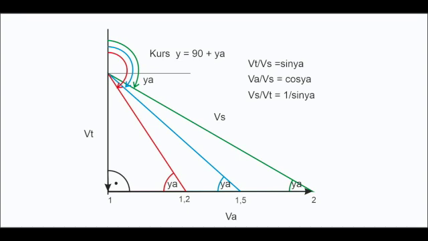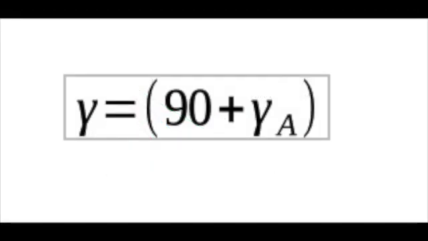This course is called the optimum course for speed sailing. As shown in the picture of the wind triangle, this is the course at which the angle between the true wind Vt and the apparent wind Va is exactly 90 degrees, a right angle. The speed Vs is the vectorial sum of the other two speeds. For this condition, the heading is equal to 90 degrees plus the apparent wind angle gamma A.